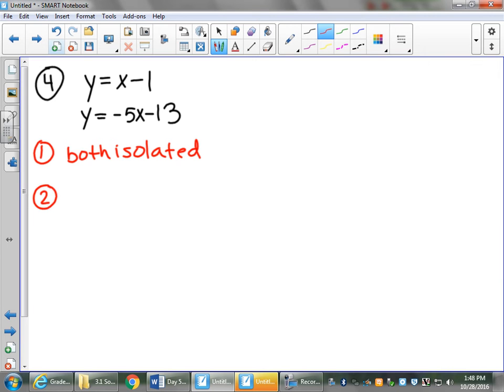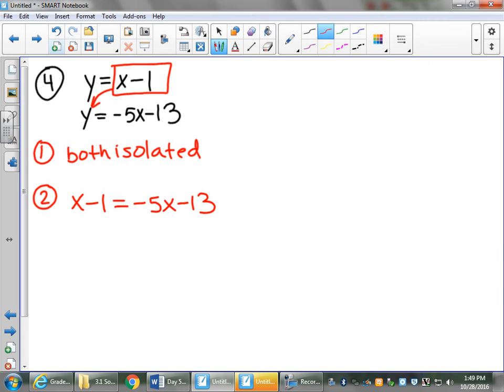Step 2 is substitute. So we're going to take what y equals and sub it in for the y in the other equation. Again, if you isolate y, you sub it in for y. For these problems, when the y's are both isolated, what you're really doing is just setting the two equations equal to each other. So you will end up with x minus 1 equals negative 5x minus 13. Okay, they're set equal to each other.